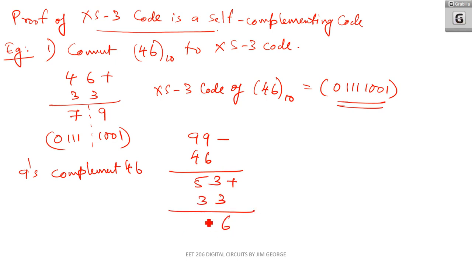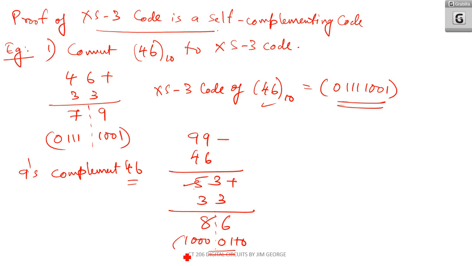6, 5 plus 3, 8. Okay. Now find the corresponding BCD code. So 8 is 1000, 6 is 0110. Okay. Now you have already got the XS3 code. The 9's complement of 46 is 53, and the XS3 code of the 9's complement is 86, or that is 1000 0110.